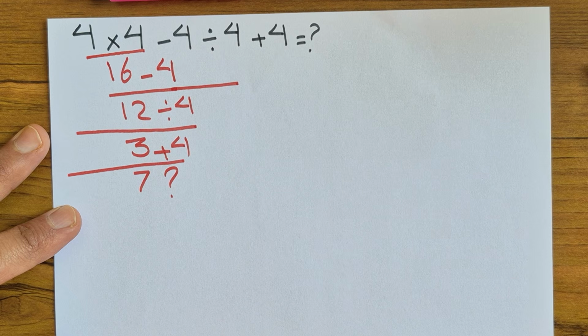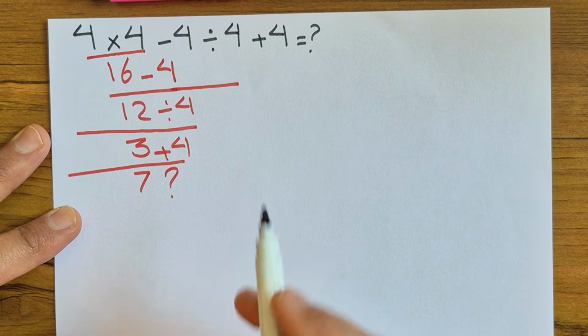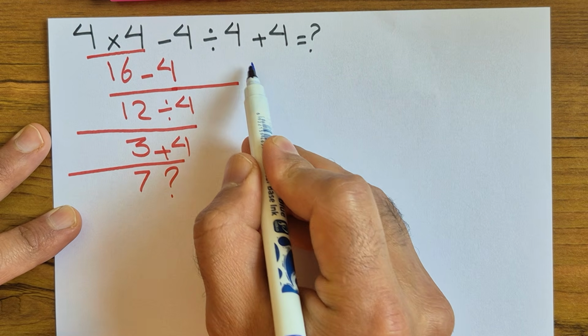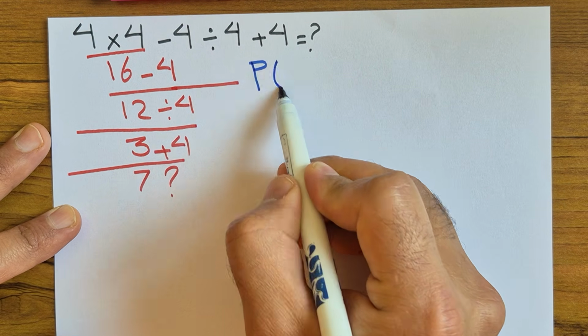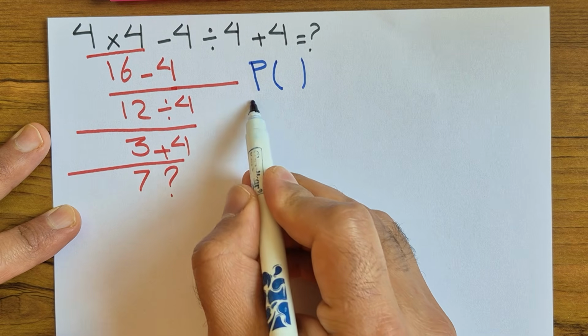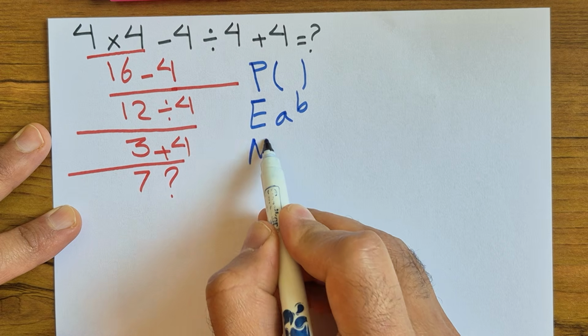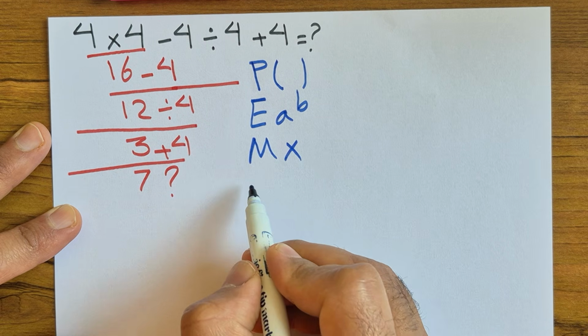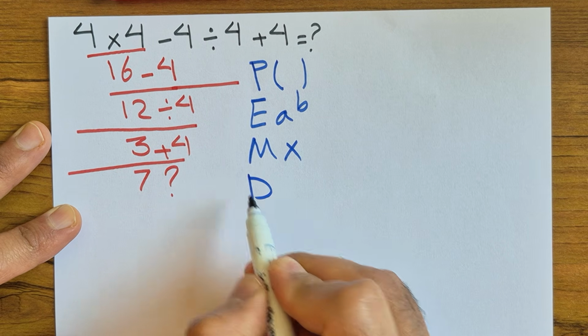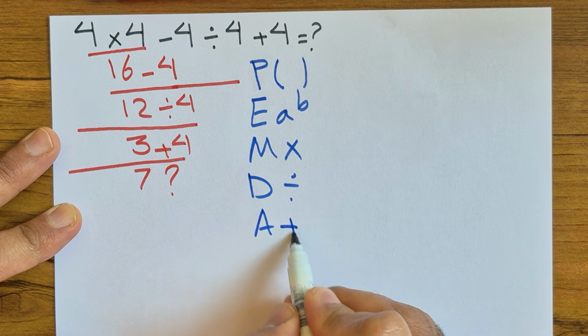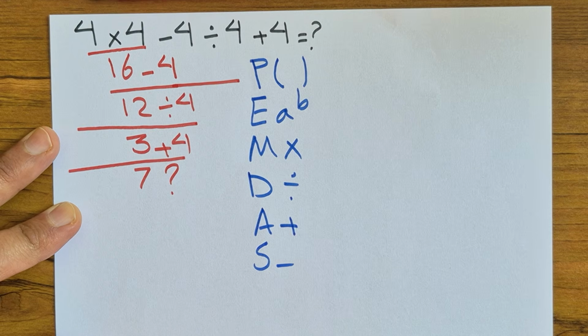But what is the correct order of operations? It is something called PEMDAS. What the hell, PEMDAS? Yes, it is PEMDAS. So P stands for parentheses in PEMDAS. E stands for exponents. M stands for multiplication. D stands for division. A stands for addition, and S stands for subtraction.